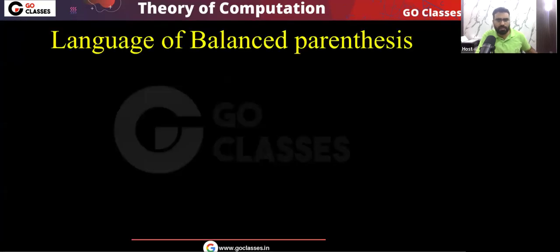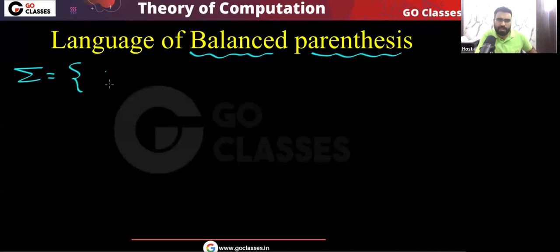Now let's move on. Now let's see this language of balanced parenthesis. So let's understand this language and then we will see whether it is regular or not. First of all, what is balanced parenthesis? You already understand your alphabet. In the alphabet, we have open parenthesis and close parenthesis. So what will be the balanced parenthesis?